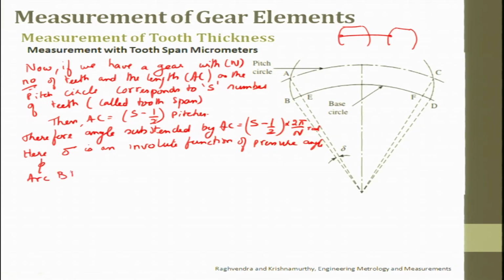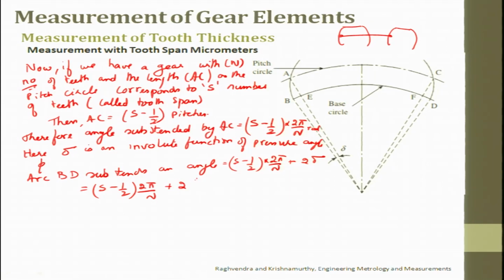Arc BD subtends an angle which is equal to S minus half into 2 pi by n plus 2 del. So, which is equal to S minus half 2 pi by n plus 2 times tan phi minus phi. Okay. This tan phi minus phi is del. So, this is a separate derivation. How do you define del converted into a pressure angle? So, then we will see that later. So, BD is now substituted like this.